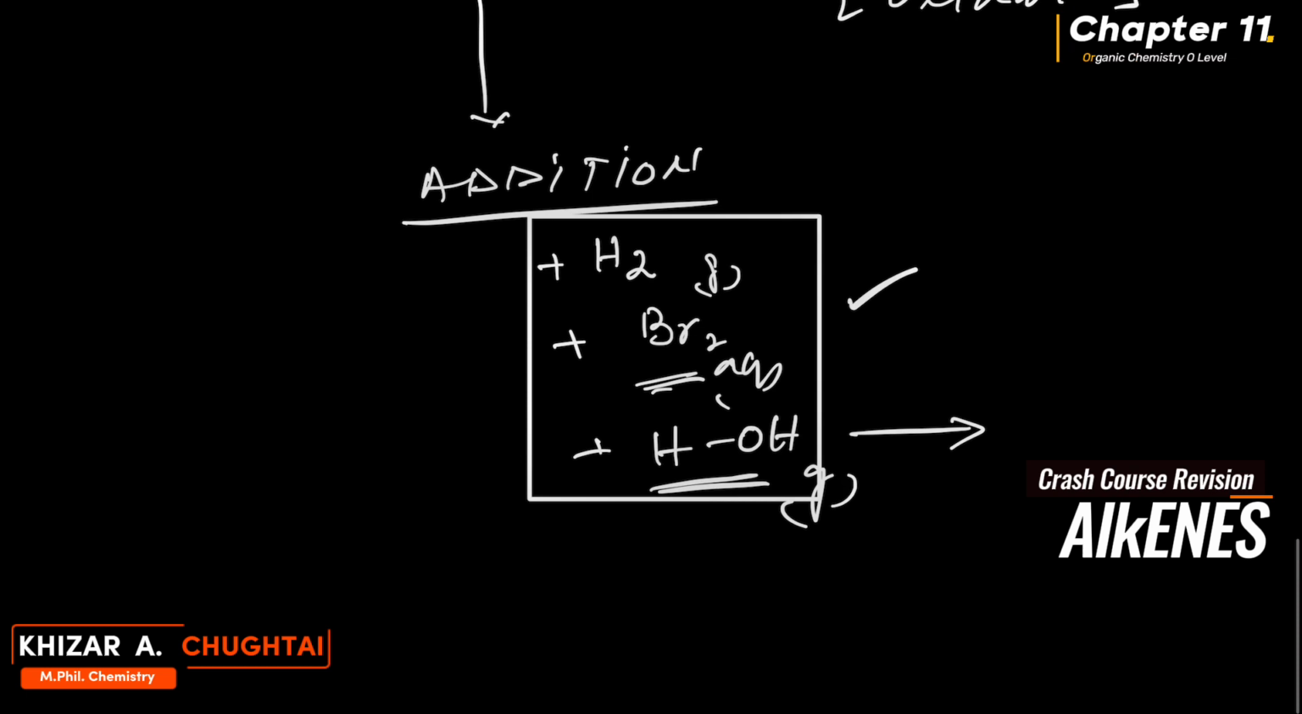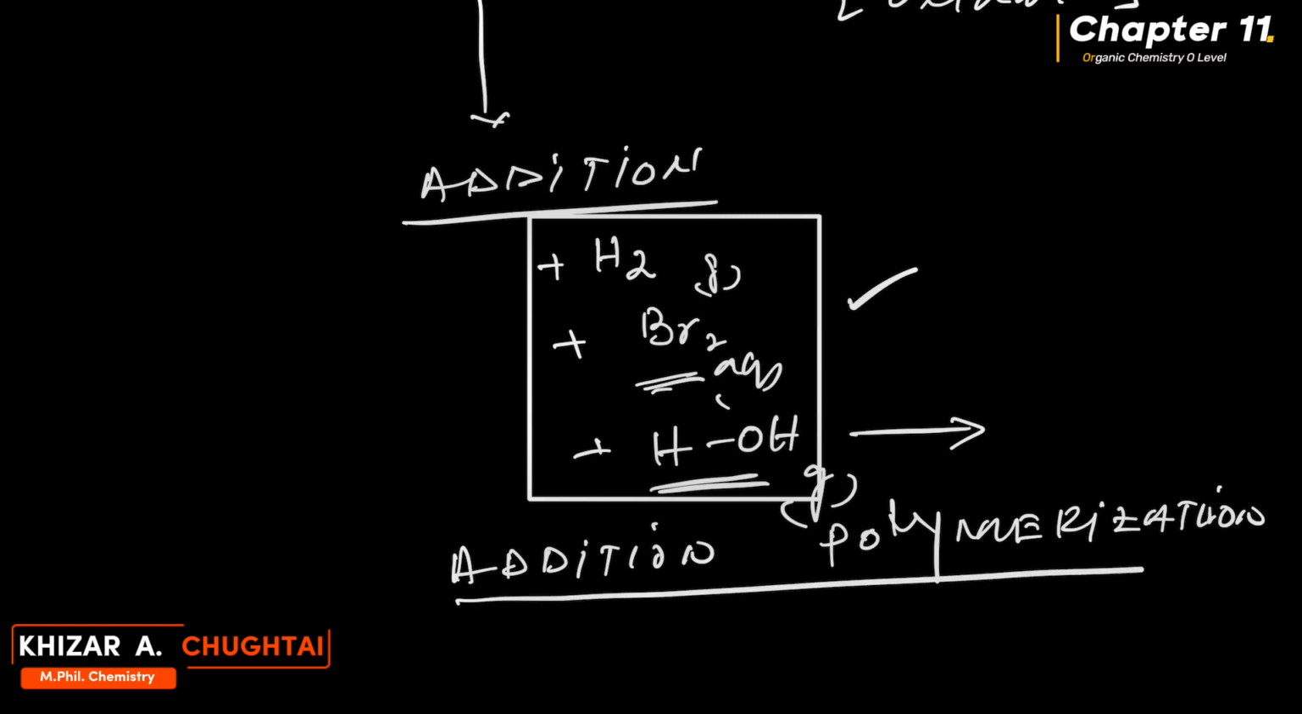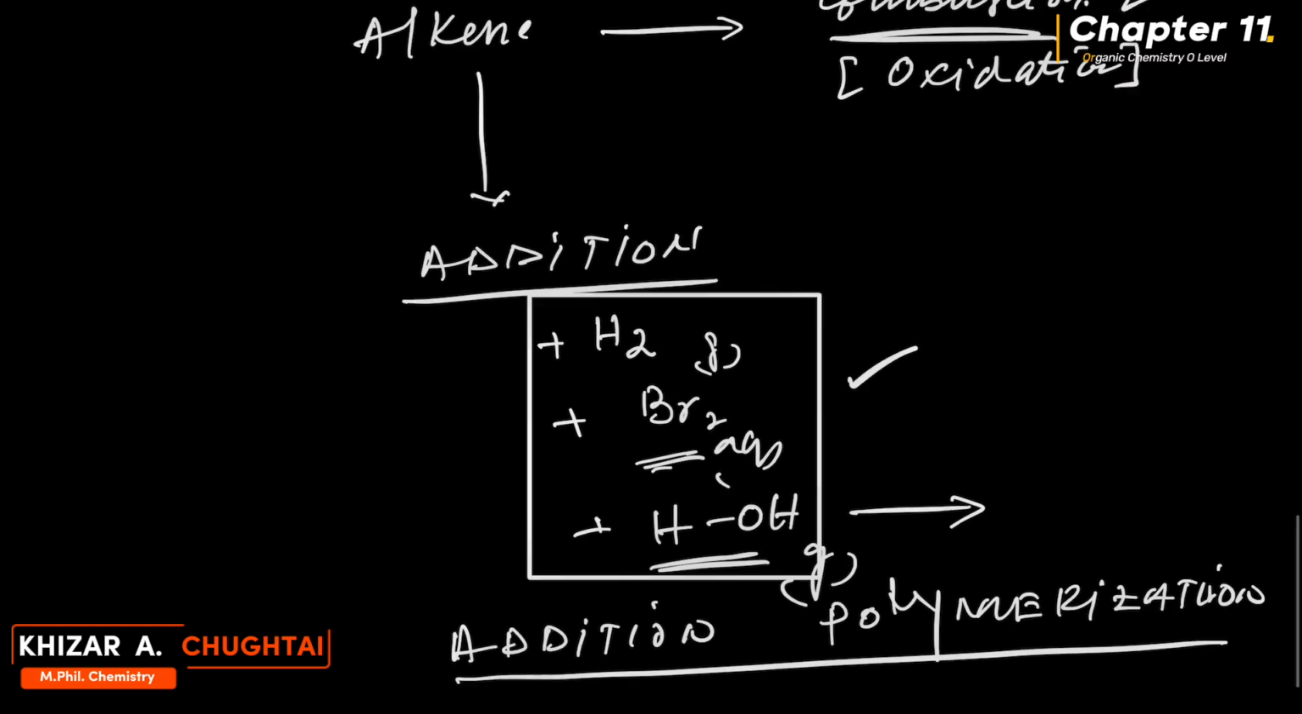That is called addition polymerization. We will discuss this addition polymerization in the next topic, but overall, alkenes can give combustion reactions, oxidation at high temperature. Alkenes give addition of hydrogen, addition of bromine, addition of water or steam, and so on. So these are the basic major properties of alkene.